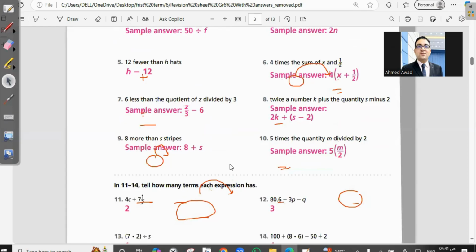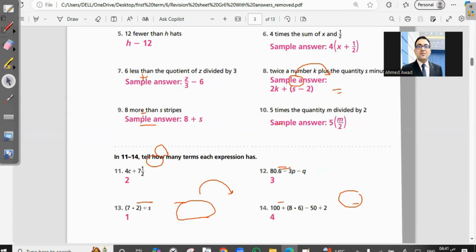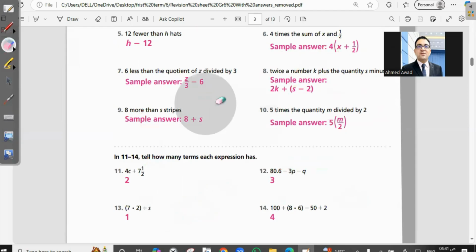Now number 9, I think it's easy. Number 10, it said 5 times, this means multiply by 5, the quantity in brackets m divided by 2, so it's going to be 5 multiplied by m divided by 2.